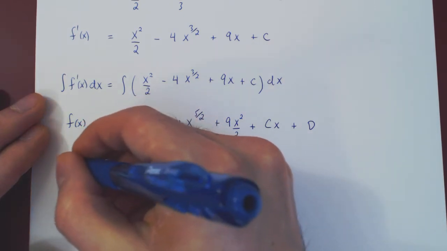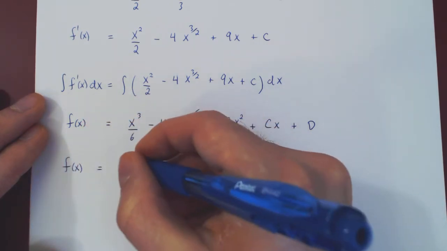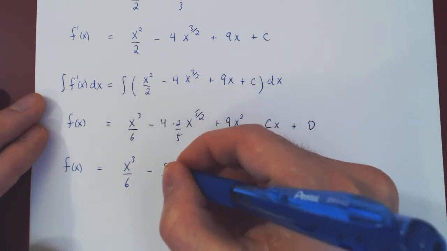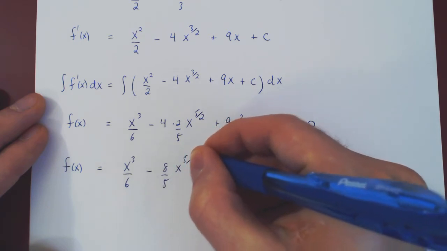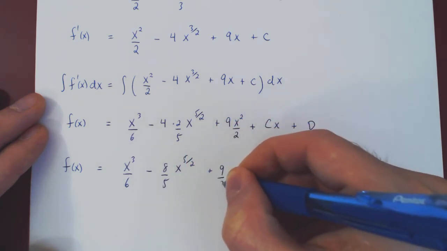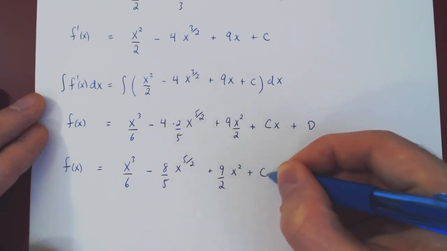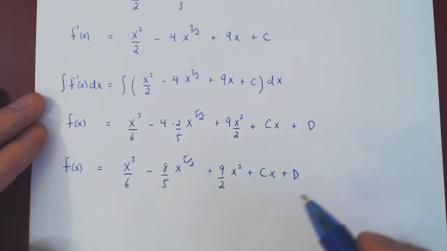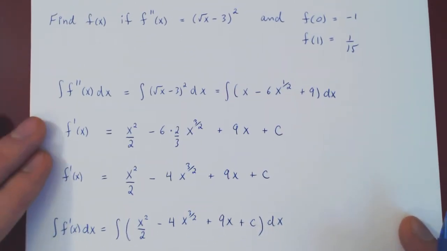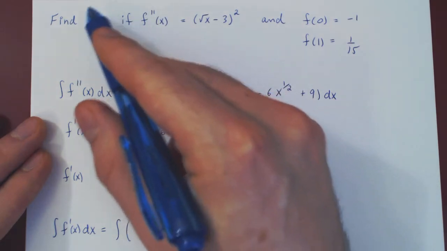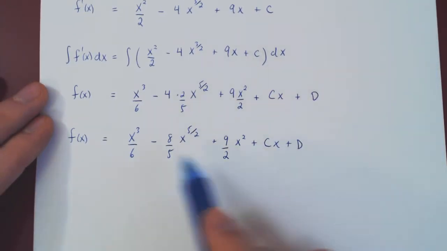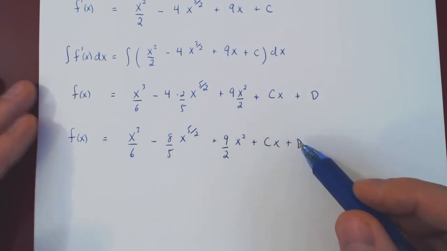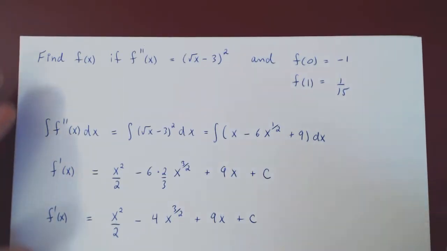So the function, up to two constants of integration, is x cubed over 6 minus 4 times 2 is 8, so 8 over 5, x to the 5 over 2, plus 9 over 2, x squared, plus cx, plus d. Well, by integrating twice, we went from the second derivative to the original function, as we undid the two differentiations, but we have to solve for these two constants. Now we can use our initial conditions.